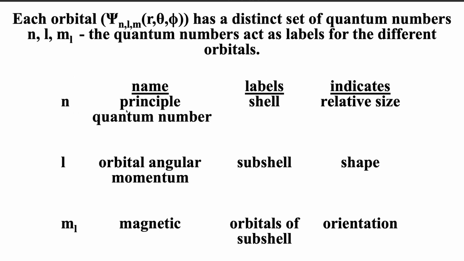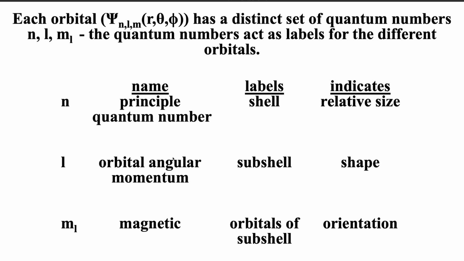So n is referred to as the principal quantum number. It labels the shell. The first shell corresponds to n equals 1. The second shell corresponds to n equals 2. And it indicates the relative size. And so orbitals with n equals 2 are going to be larger than orbitals with n equals 1.